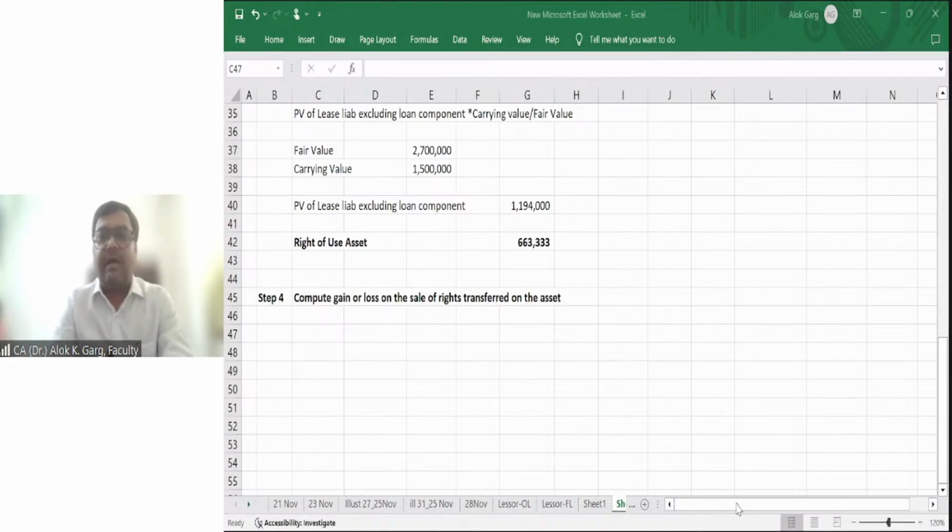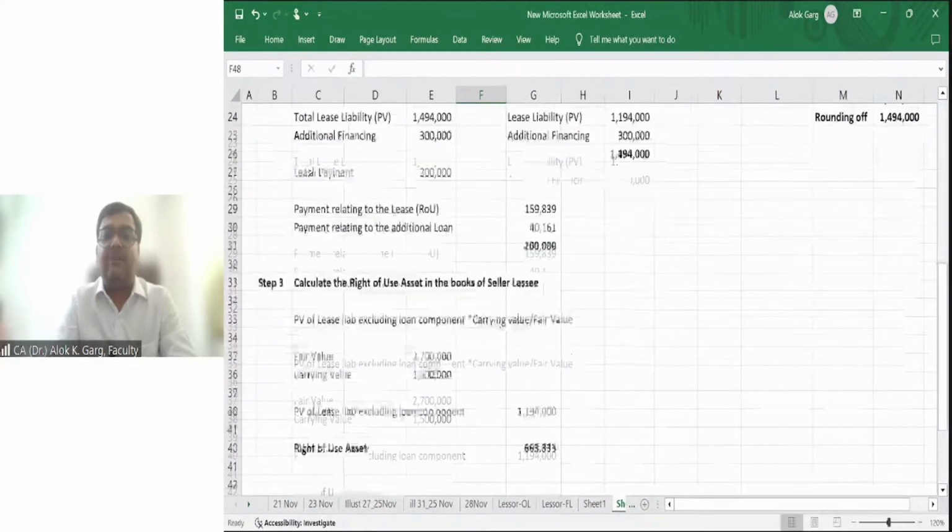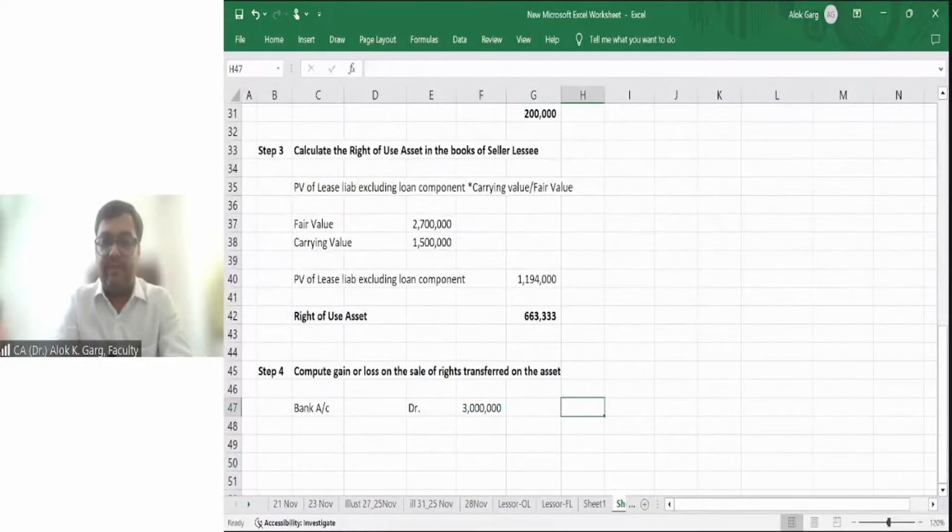Now, I will complete the accounting entry for this entire transaction in the books of the seller lessee. You need to help me. What should I debit? What should I credit? First of all, can I say bank account debit? By how much? Bank account will be debited by 30 lakh rupees. This is the amount received by the seller lessee.